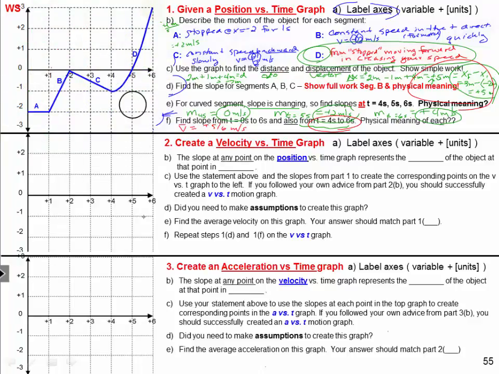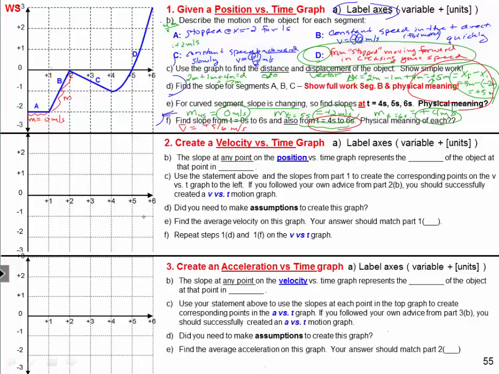For segment A, what did we say the slope was here? It was 0 meters per second for the entire segment. For the slope here, for part B, our slope was what? Meters per second. For part C, we had a constant slope again. It was linear.